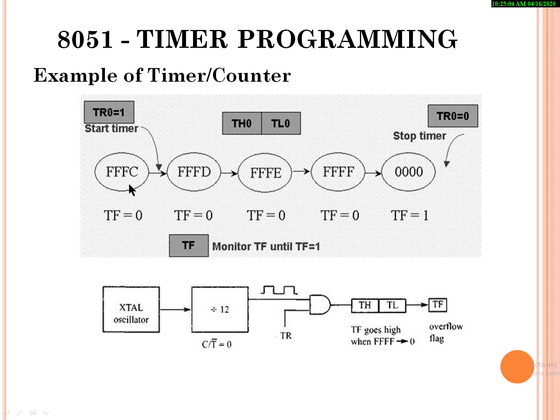So at the initial count, the TF flag is not set. The TF flag is set when the terminal count is reached and it rolls over to 0 again. So you see here, this is the oscillator frequency. We are going to divide it, so we are going to get the clock here.